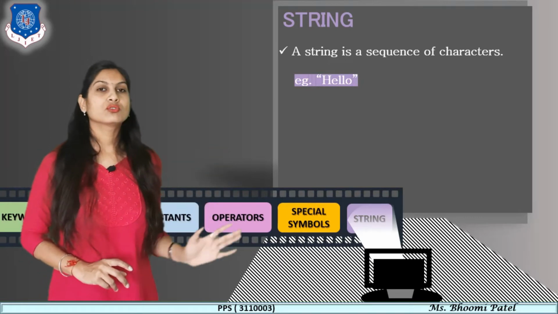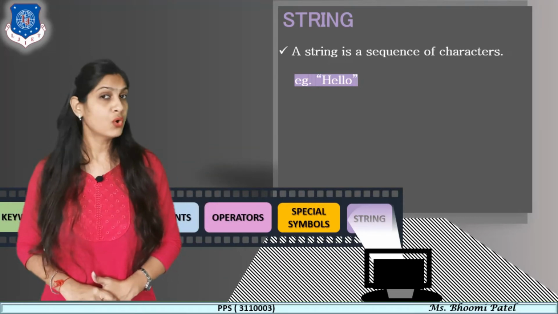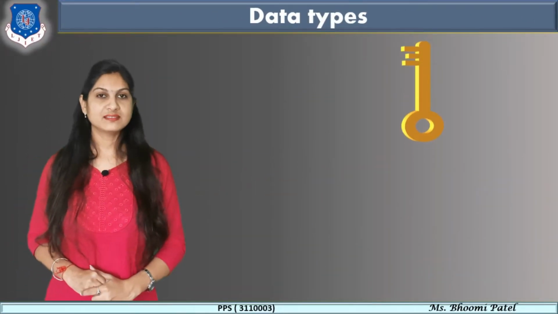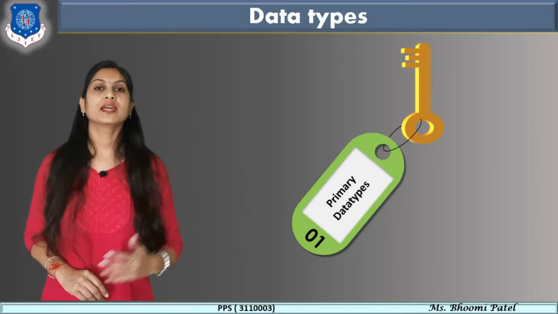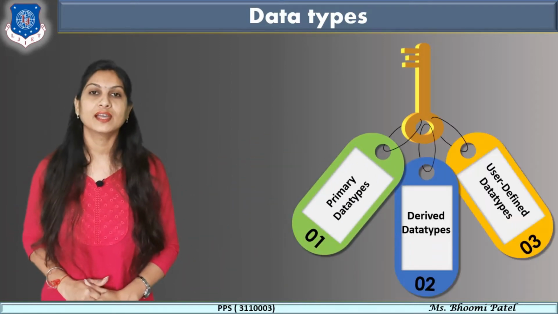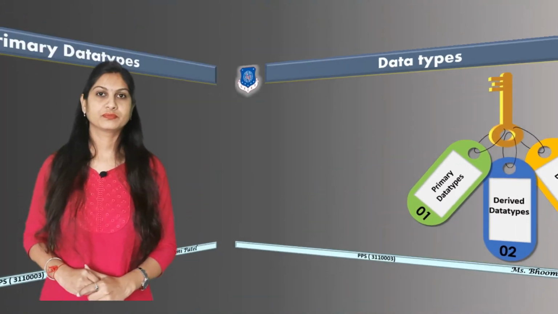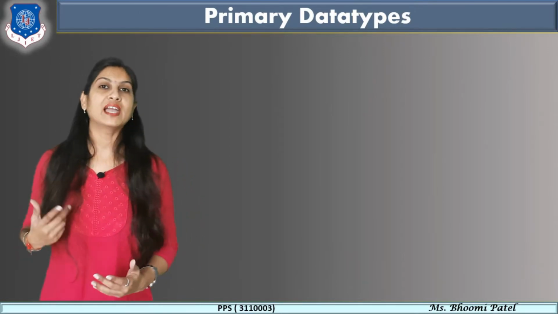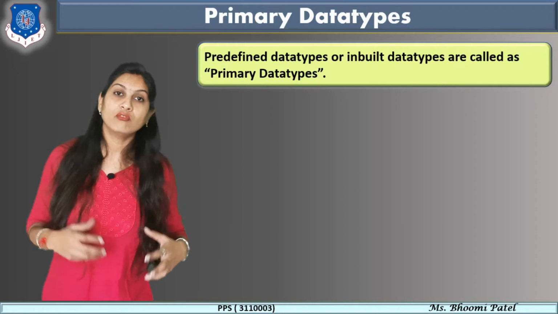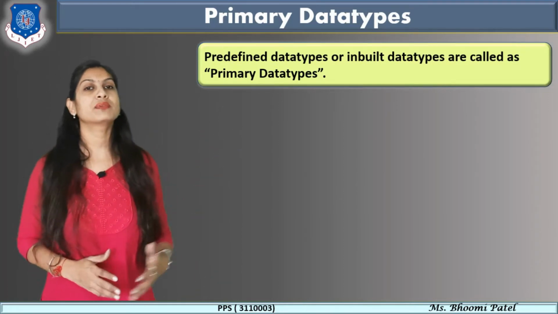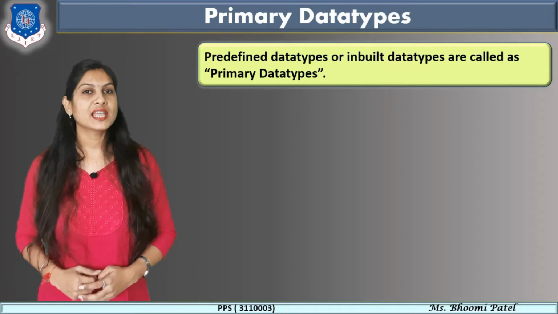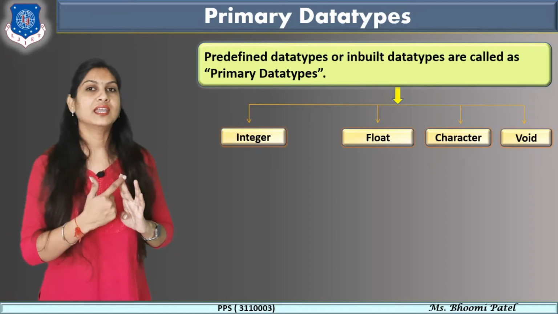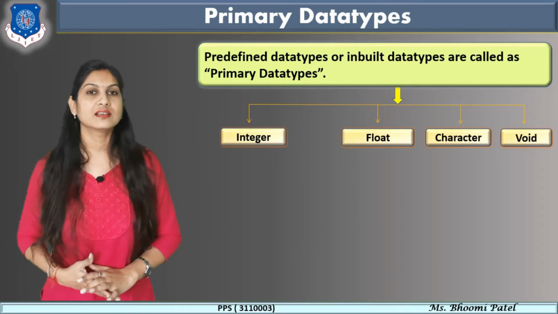Now our C token theory is completed and we move to the most important part, that is data types. There are 3 different data types available in C: primary data types, derived data types, and third is user defined data types. Now move to the very first, primary data types. The definition is that the predefined or inbuilt data types available in C are called primary data types. Primary data types are mainly categorized into 4 parts: first is integer, second is float, third is character, and last is void.